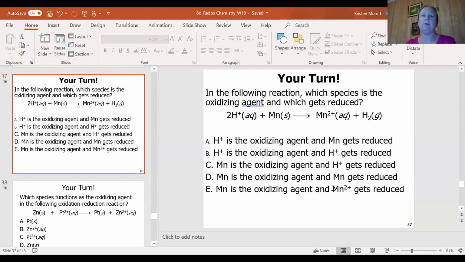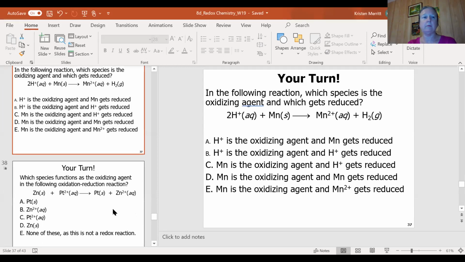So which is the oxidizing agent and which gets reduced? Well, that's the same thing, isn't it? The oxidizing agent gets reduced. So what's getting reduced? Gain electrons, reduction. Who's gaining electrons? Your hydrogen is, isn't it? It's going from a +1 to a 0 with the addition of an electron for each hydrogen. So hydrogen is going to be the answer to both, and that's B.